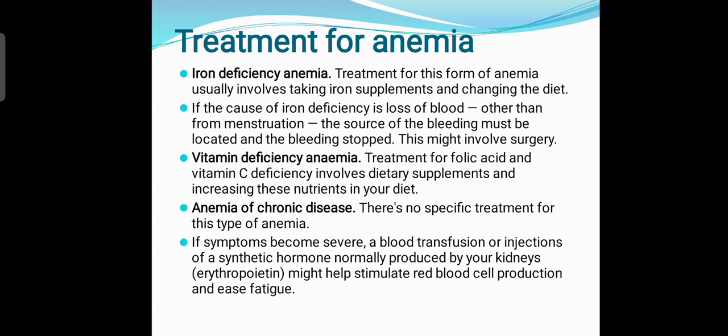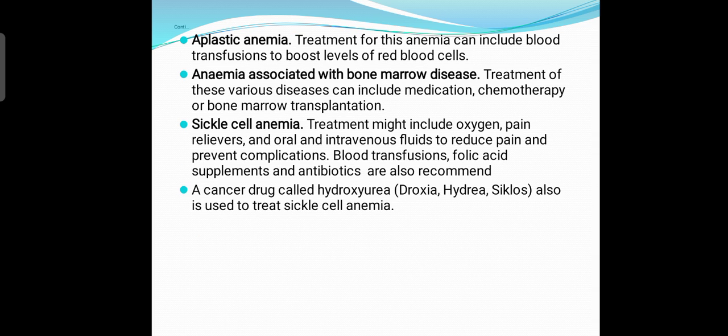So for treatment of iron deficiency anemia and vitamin deficiency anemia, medications will be enough for treating these kinds of diseases. But when compared to these, other kinds of anemia, such as anemia of chronic diseases, aplastic anemia, sickle cell anemia, need chemotherapy, bone marrow transplantation, blood transplantation, etc.